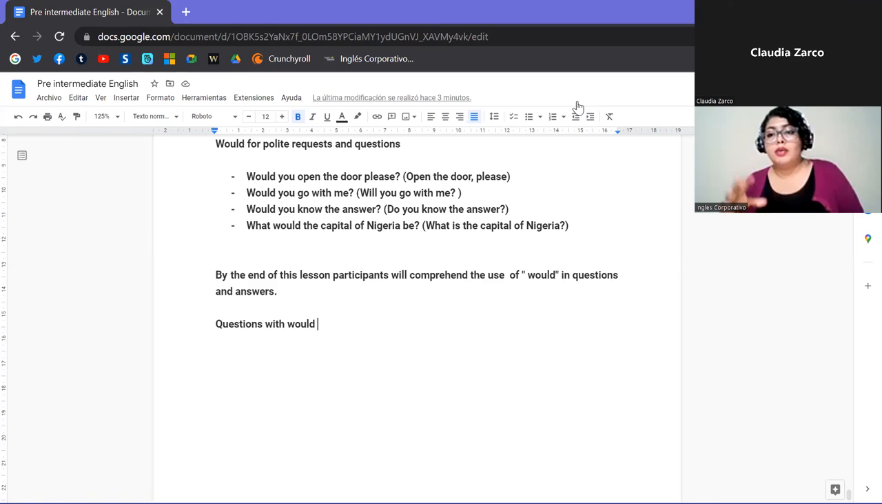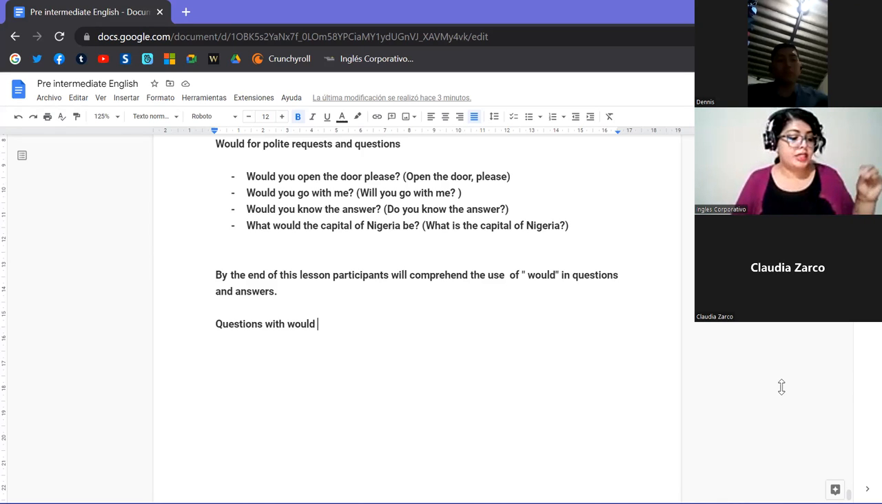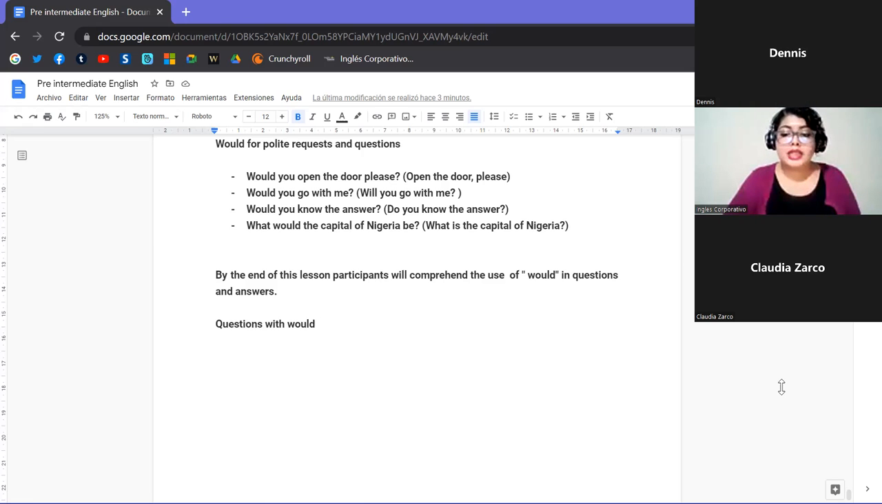In this case, we have this objective in which it says that by the end of this lesson, participants will comprehend the use of will in questions and answers. So for that reason, we are going to see complete information about the way in which we can write questions using this auxiliary. The first thing that we need to know is that will questions are questions that can be used in a variety of ways, and we have some uses for these questions.